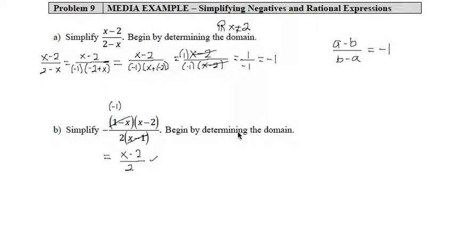What I didn't do was to look at the domain here. If I look at the denominator x minus 1, my domain is all real numbers, x not equal to 1. So for both A and B, there's some restrictions. For part A, I can use this simplification as long as x is not 2. And for part B, I can use this simplification as long as x is not 1.